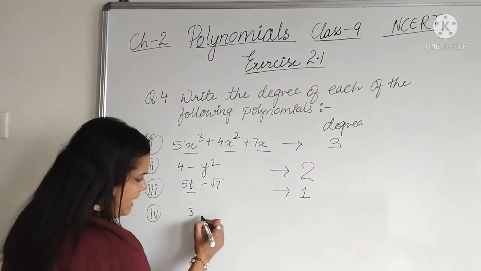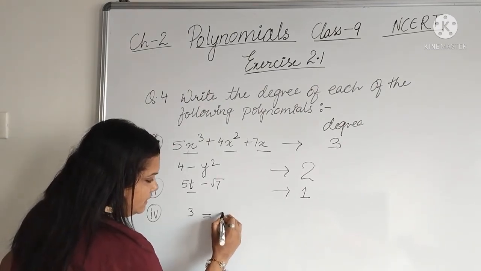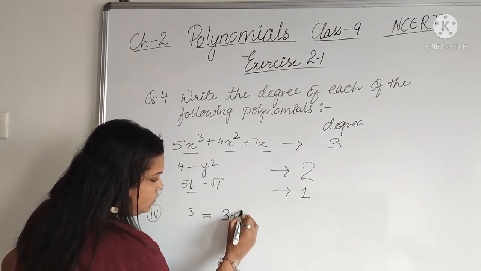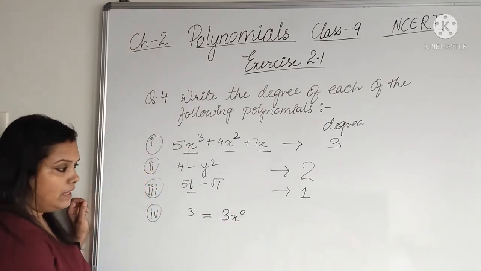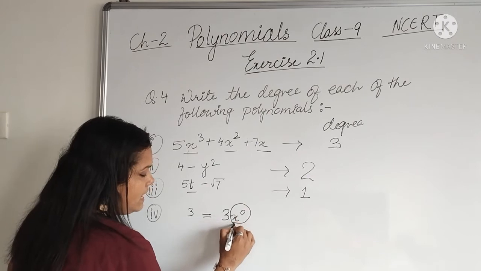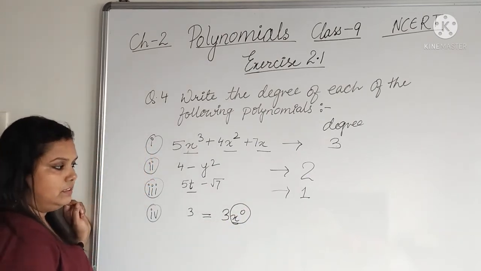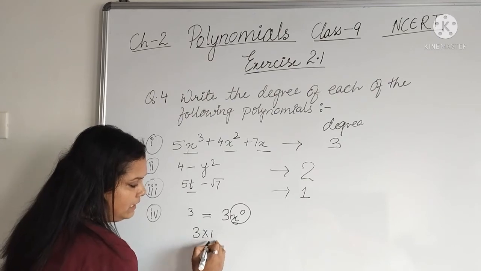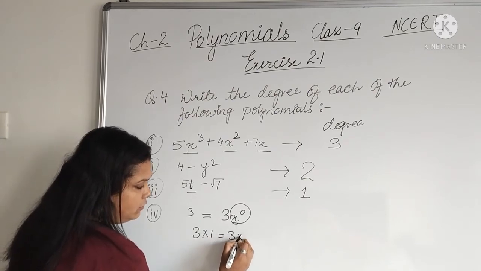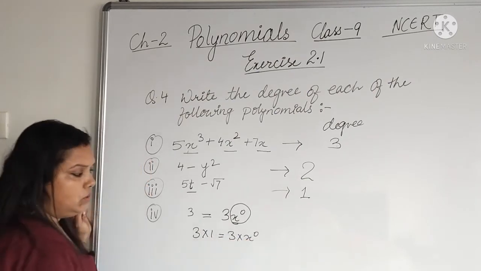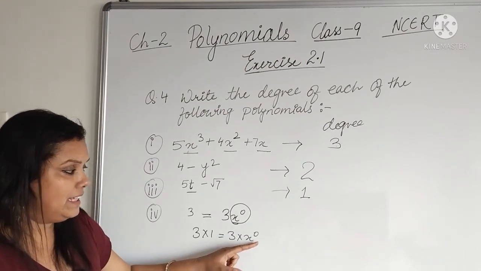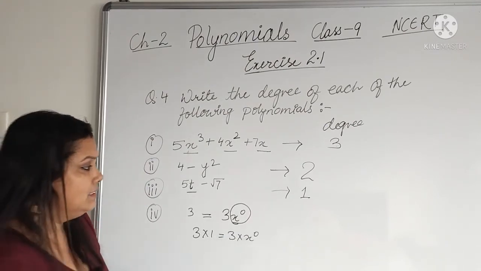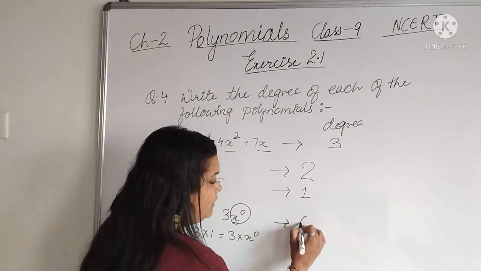We can write this one as 3x to the power 0. Why? Because the value of x to the power 0 is 1. We can write 3 as 3 into 1, and for this one we can write 3 into x to the power 0. So here the power of x is 0. That means the degree of it will be 0.